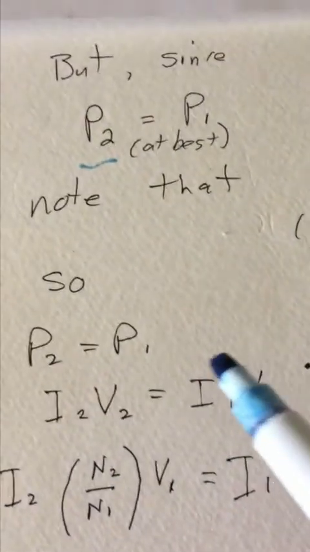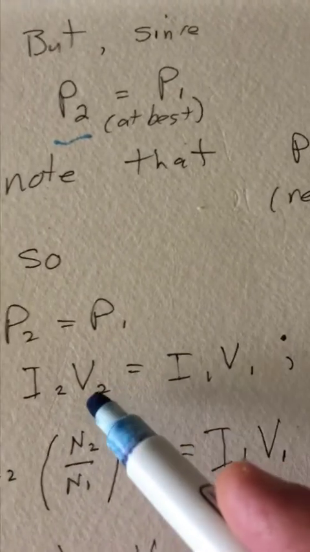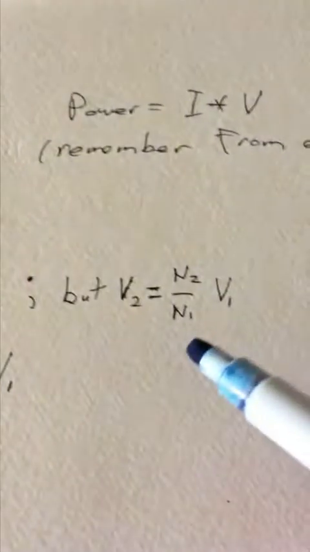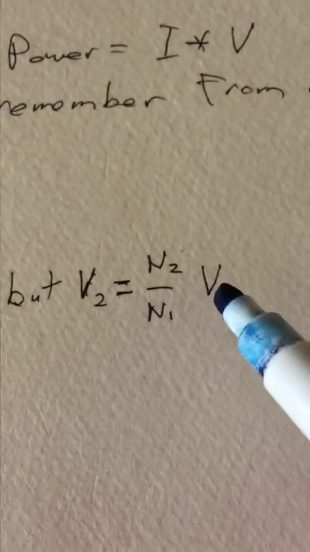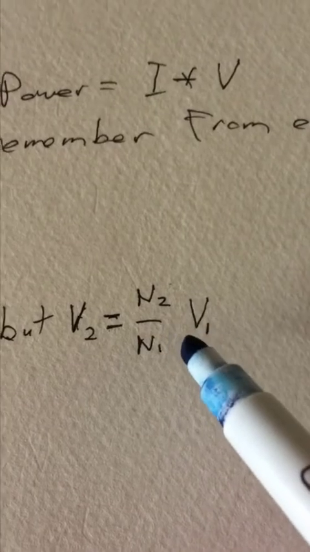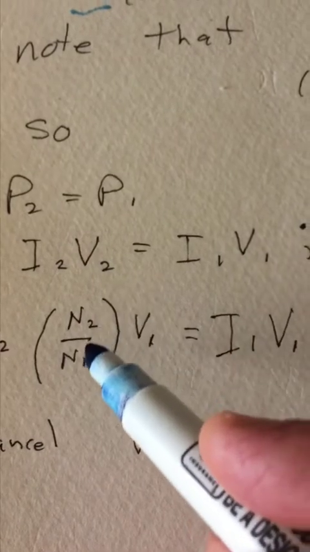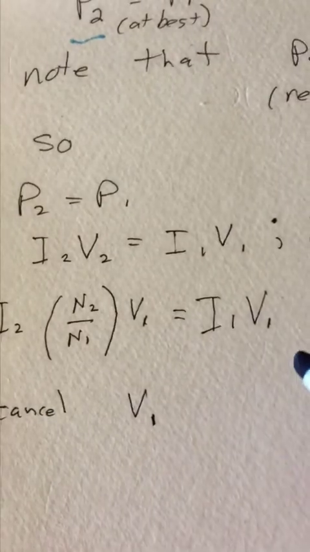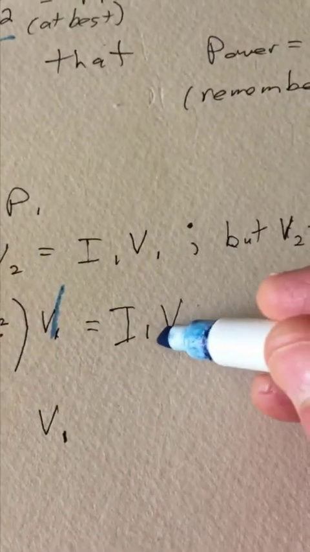If that's the case, then these two products have to be equal to each other, because the power in the secondary has to be equal to the power in the primary. We also know this equation for the voltage in the secondary coils of the transformer and how it relates to the voltage in the primary coils times the ratio of the coils. If I plug that into this equation, wherever I see a V2, I substitute N2 divided by N1 times V1, and then I solve for I2. First thing I'm going to do is cancel the voltages V1 on both sides of the equation. Those both cancel.